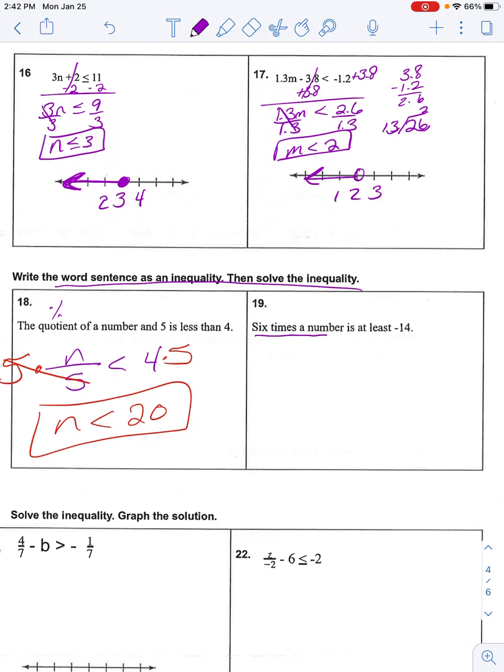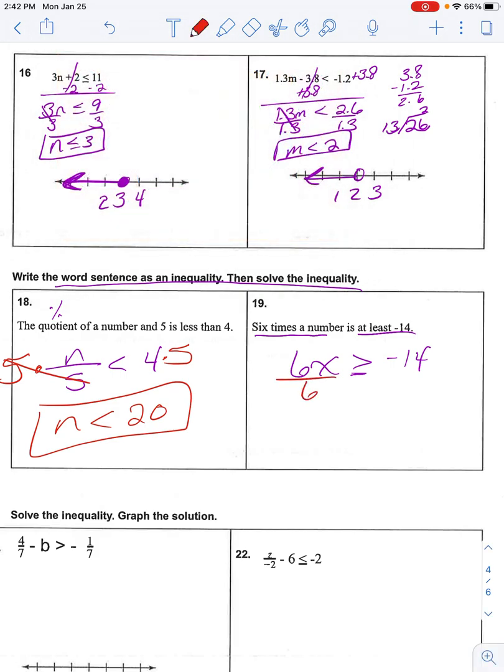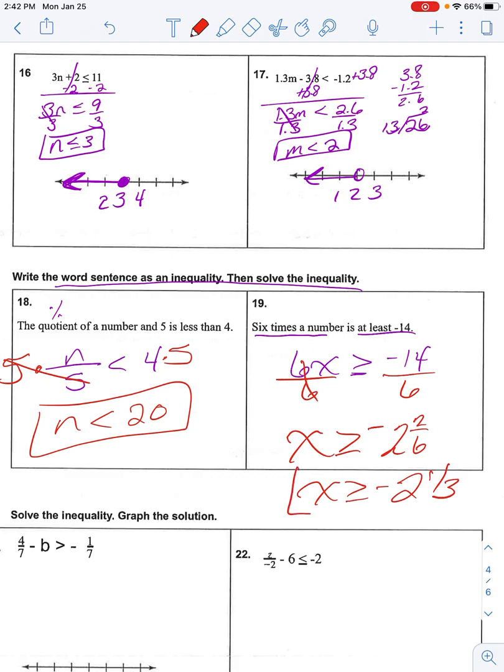6 times a number, so 6x is greater than or equal to a negative 14 would be how we set this up. To solve, we're going to do the inverse and divide both sides by 6. Negative divided by a positive is a negative, and 14 over 6 simplified would be a negative 2 and a third.